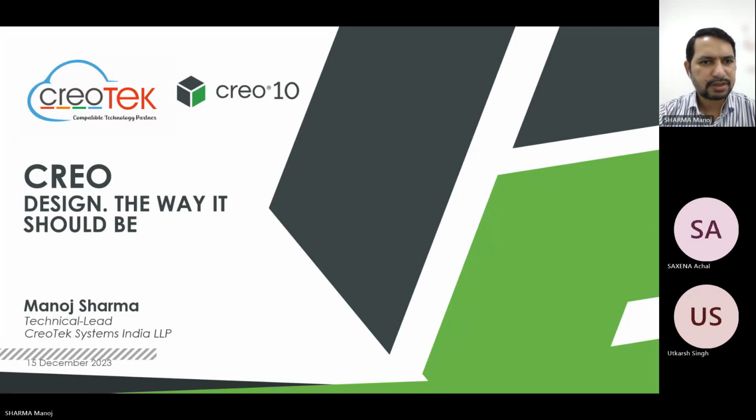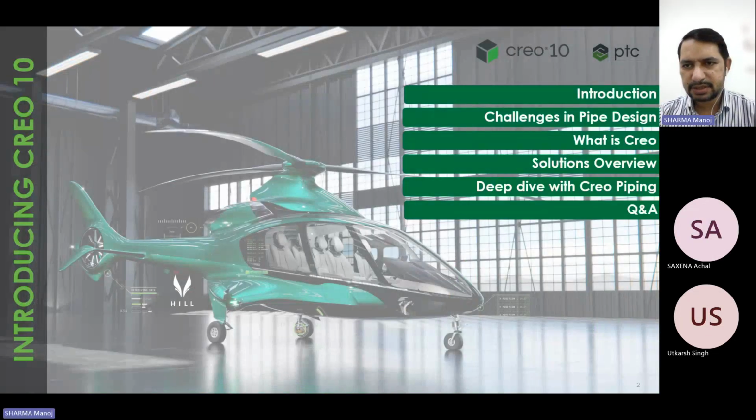This side Manoj Sharma. Okay, so for today's webinar, this is our brief agenda. Firstly, we will quickly cover the introduction part. Then we will also discuss what are the challenges coming when we talk about the pipe design itself. Then we will also discuss what are the capabilities in Creo Parametric. Then we will also discuss the module or the solution which is available in Creo. Then we will have a complete deep dive with the Creo piping module, and in between or at the last, wherever is required, if you have any doubt, you can put them into the chat area, right?